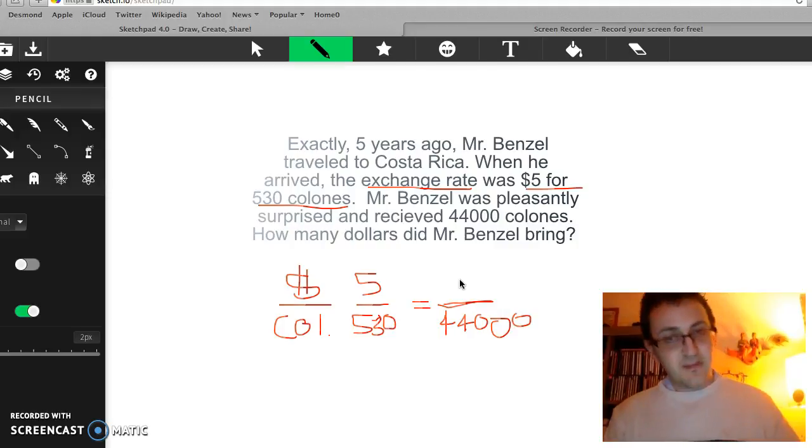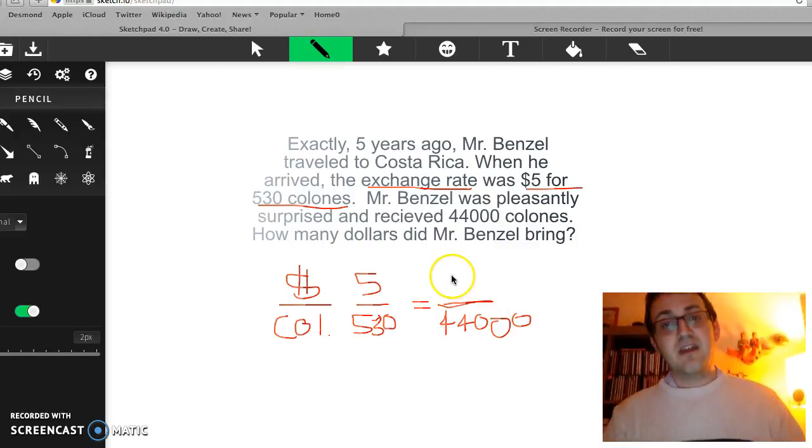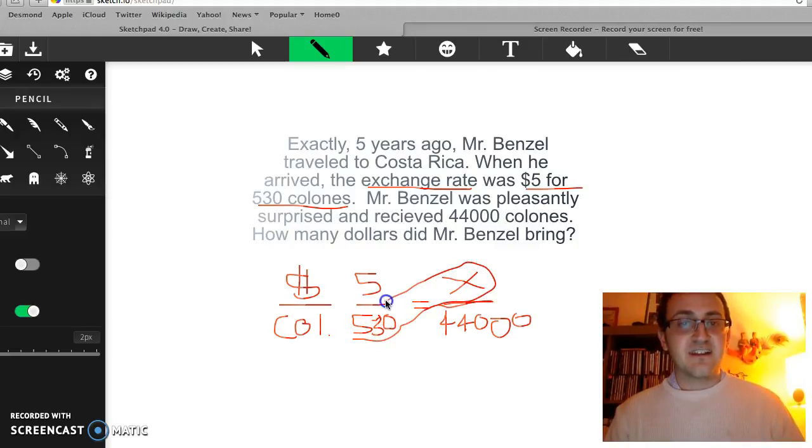And the question is, how many dollars did Mr. Benzel bring? So there's only one space that I can put x inside of my proportion. So we're going to put that in the dollars row. Now remember, cross multiply means that you multiply diagonally. So I like to circle diagonally what I like to multiply.